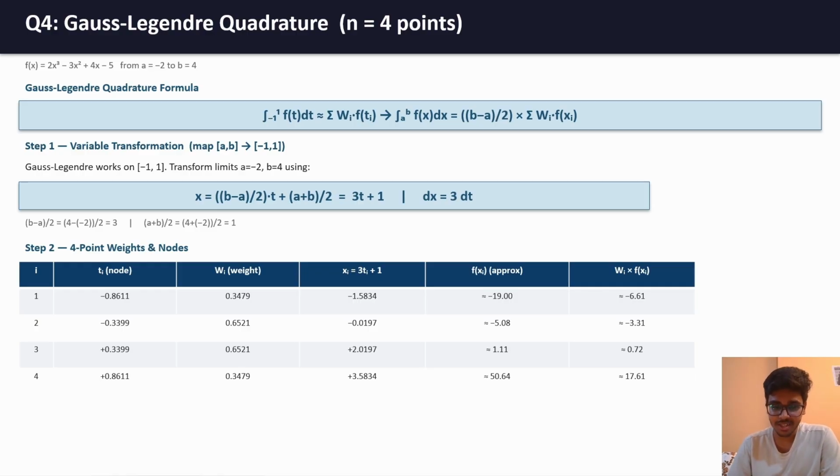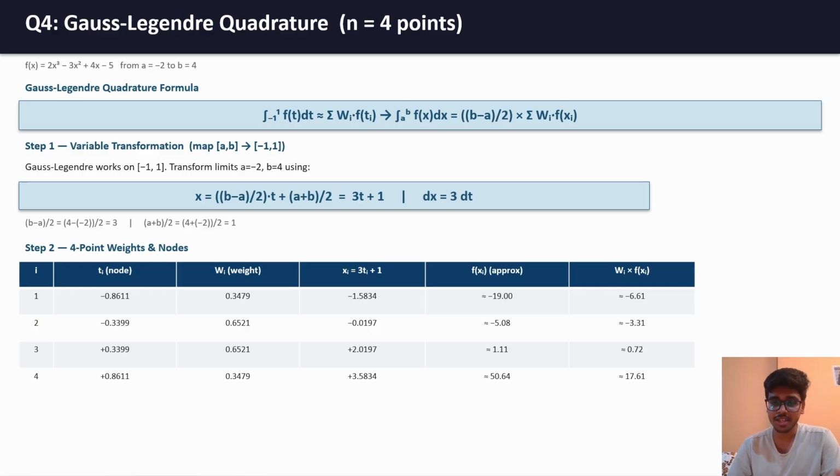For a general interval from a to b, the formula transforms to the integral of f of x from a to b equals b minus a divided by 2 times the sum of wi times f of xi. Now let us apply it step by step. Okay, since the standard Gauss-Legendre formula works only on the interval from minus 1 to 1 and our limits are minus 2 to 4, we must first transform the variables. The transformation formula is x equals b minus a divided by 2 times t plus a plus b divided by 2.